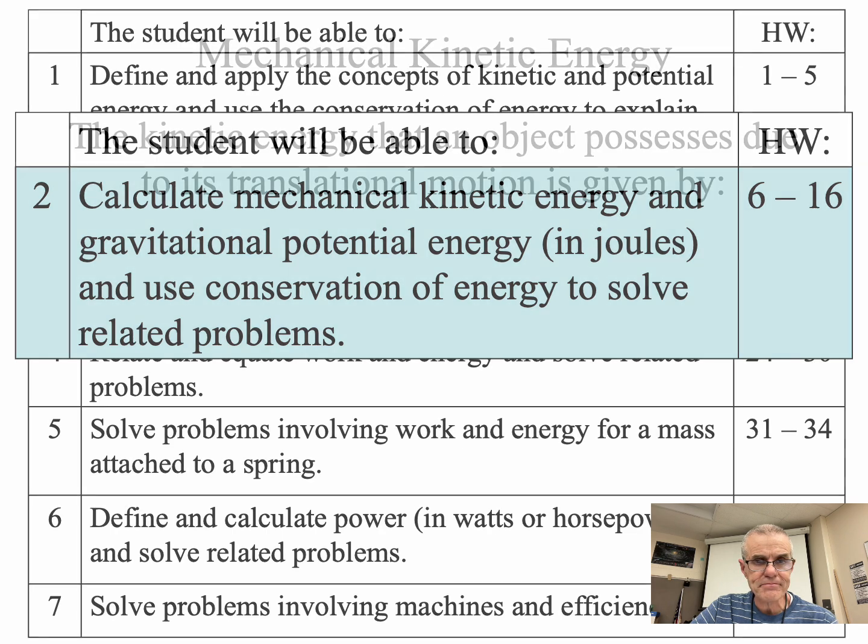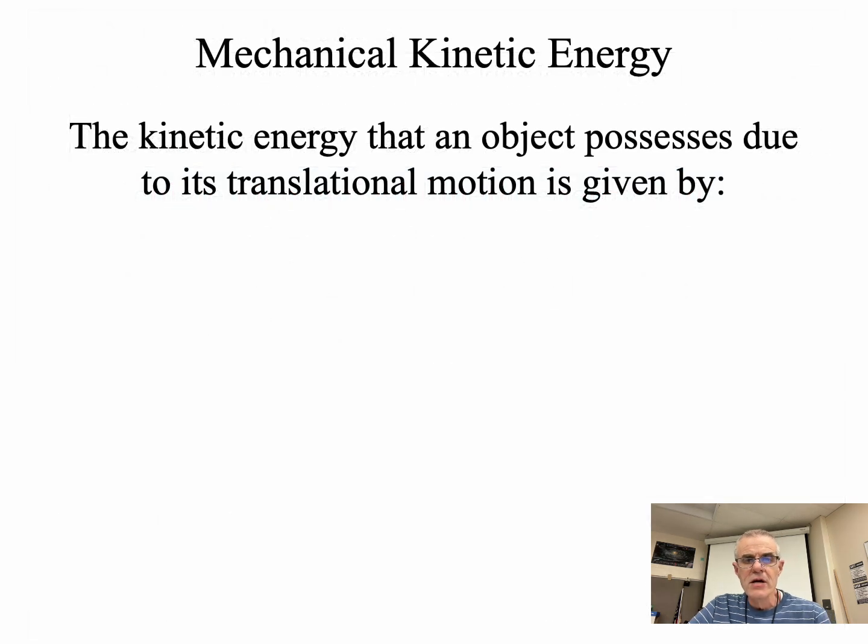Kinetic energy. Mechanical kinetic energy is energy that an object or substance might possess because of the fact that it's moving. Technically, this is going to be translational motion. Later in the year, we'll study rotational motion, but translational motion is what we've been studying so far this year. To translate basically just means to move from one position to another.